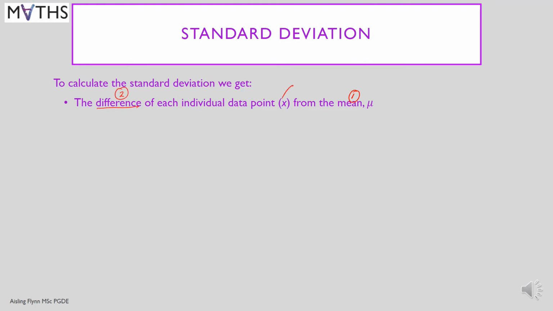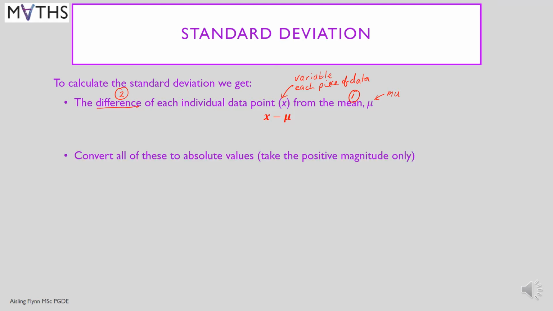So x represents our variables, or each piece of data. And this letter is the Greek letter mu, and it refers to the mean. To get the difference means that you subtract. Now some will be below the mean, meaning you get a negative answer, and some will be above the mean, giving you a positive answer. We're not interested in positives and negatives, just how far they are away from the mean.